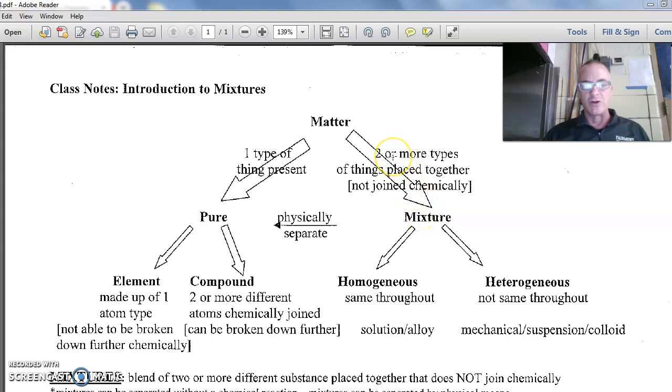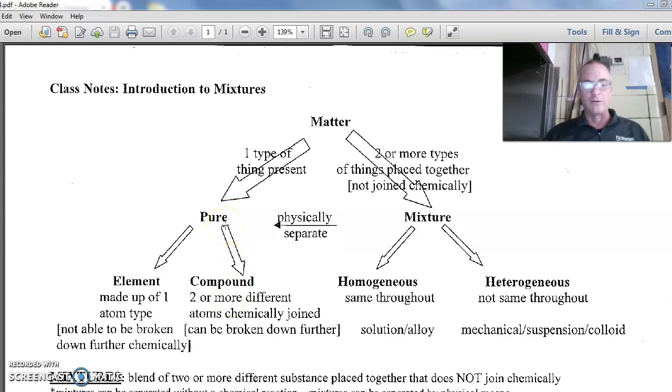We know that mixtures are anytime we put two or more substances together and they are not joined chemically. So mixtures, we have two or more things there. On this side, if it's pure, we only have one thing there. Pure can be a compound. If we only have one compound there, it's pure.